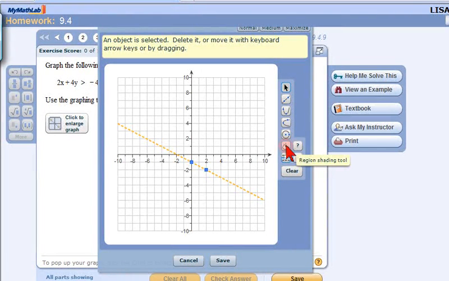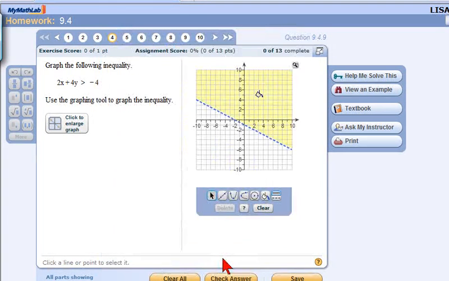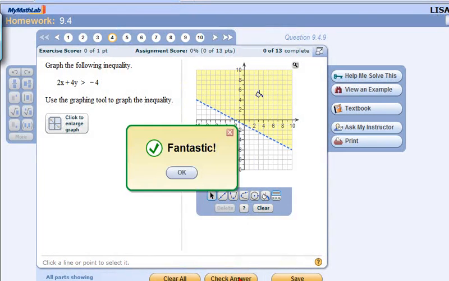So click on the paint bucket, go to the side, and you can see your little icon is a paint bucket. Click over there, and it will shade the side where the paint bucket was. So dotted line, shaded above. Because I used the enlarged version, I had to hit save, and then it's off screen, but I'm telling it to check my answer, and it was happy with me.